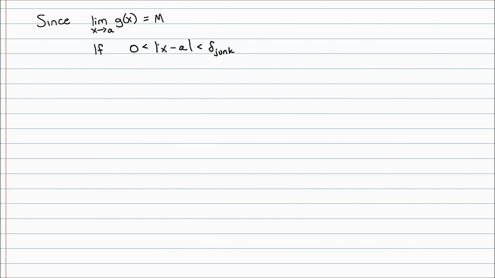So if the distance between x and a is less than some junky old delta, then we definitely know the distance between the function and its limit is less than some epsilon, which is just, again, some junky epsilon that I'm only writing in here so that we can build up something. Okay, so that means, given an epsilon sub junk.